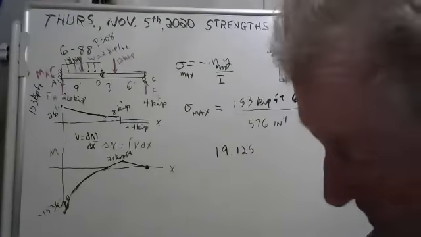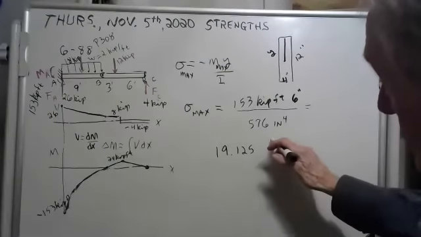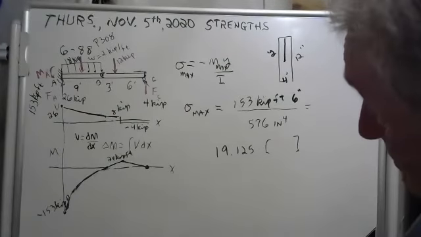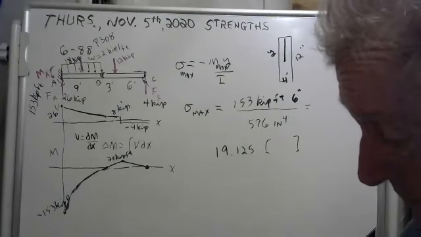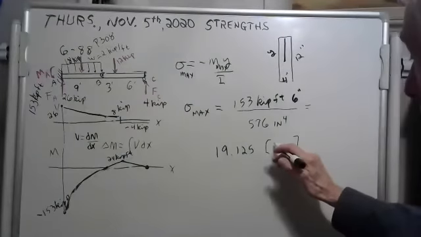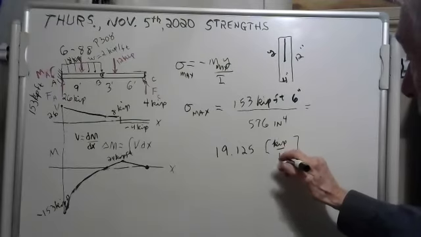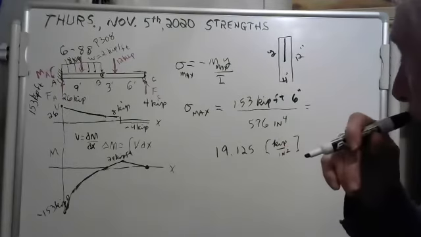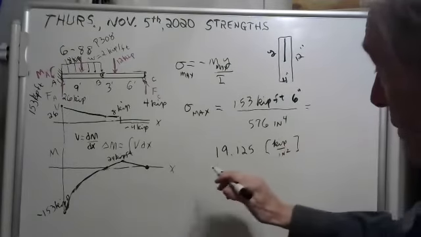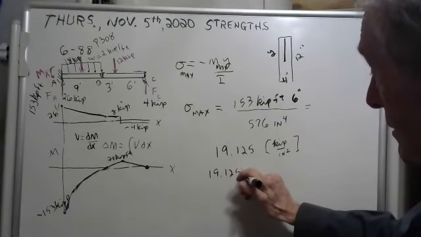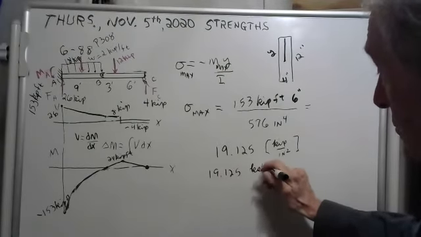Jackson, I need the units. Now, what are the units that we need here, Jackson? Kip per inches squared. That is correct. Good going. Now Jackson said kips per inches squared, and he's absolutely right. Or you could write it like this. You could just say KSI. That's the same thing.